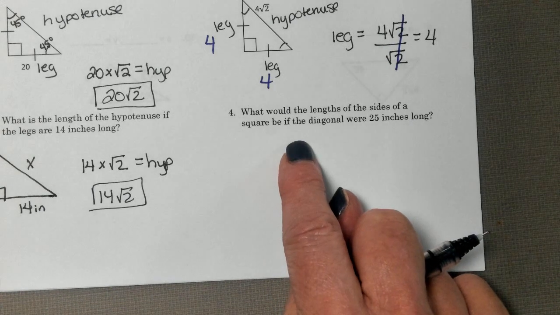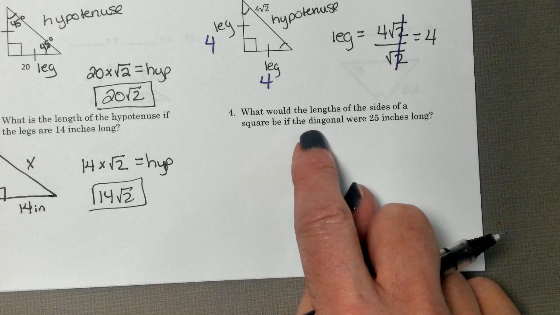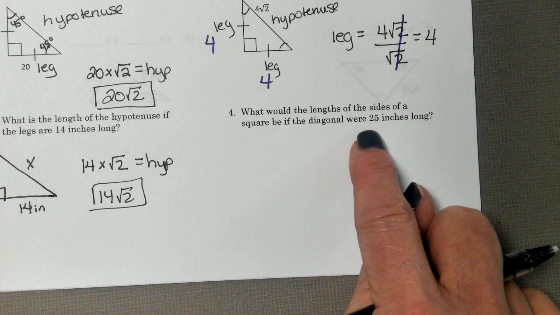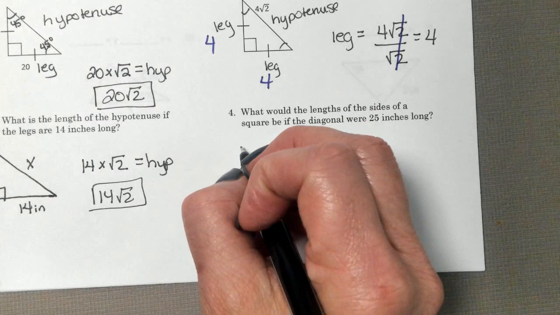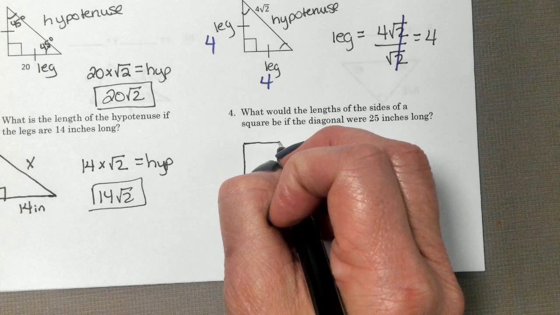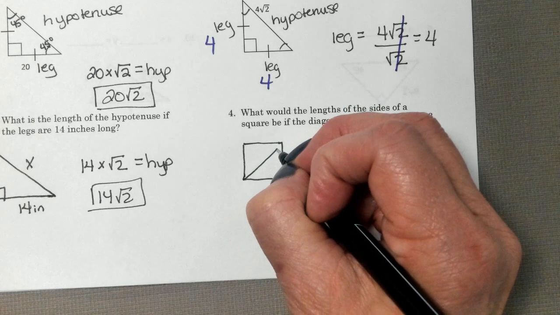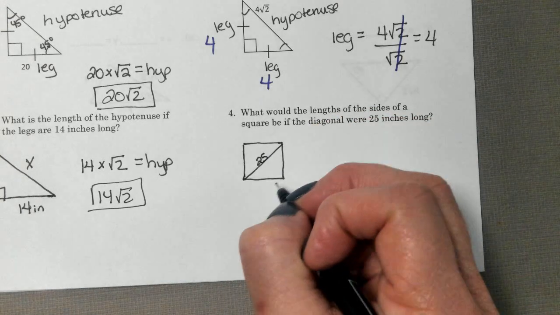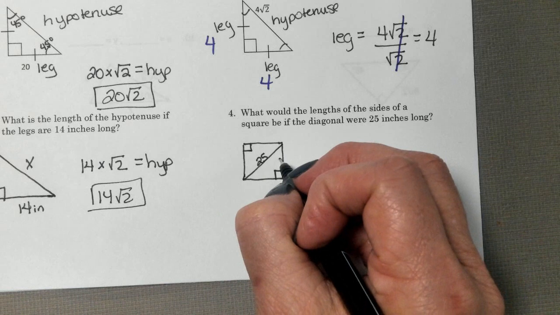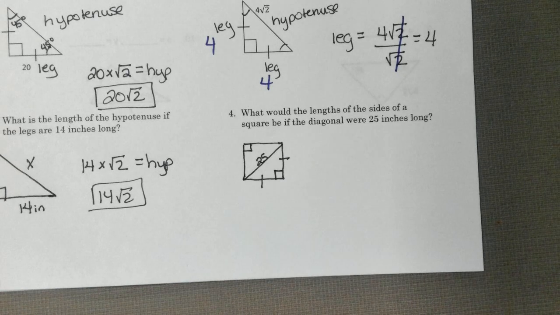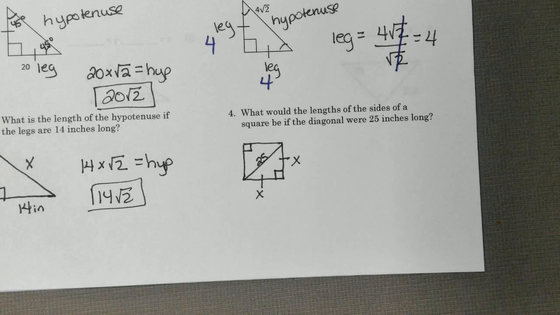All right, the next one, if we have a square, and they are giving us, if the diagonal is 25 inches long, we want to find the length of the sides. So let's draw a picture of a square. The diagonal is 25. There's our right angles. We know the sides are the same. So this is what we're looking for right here.